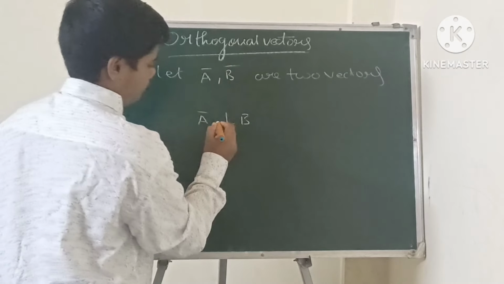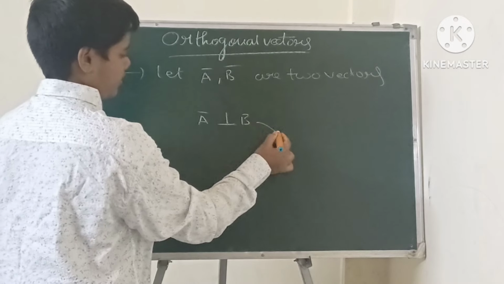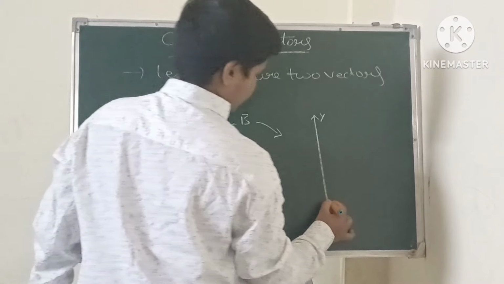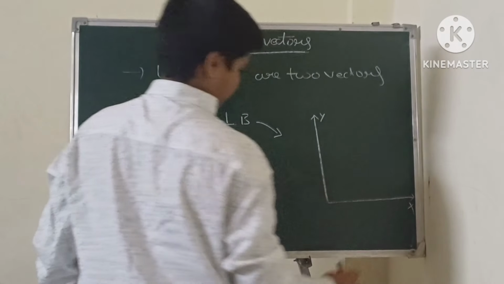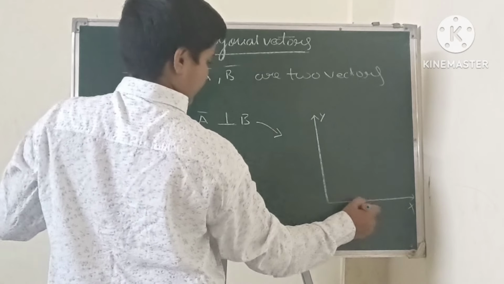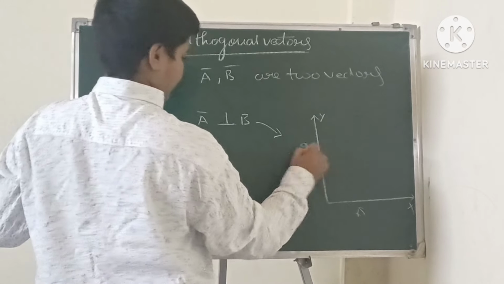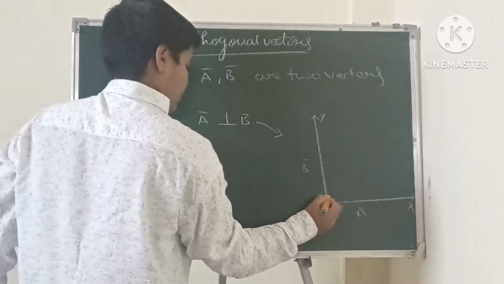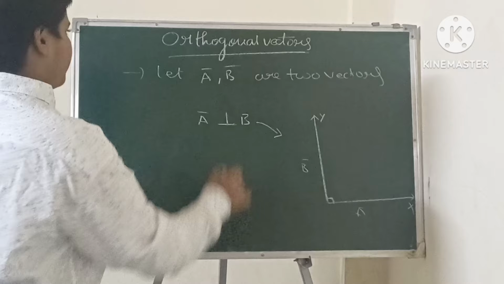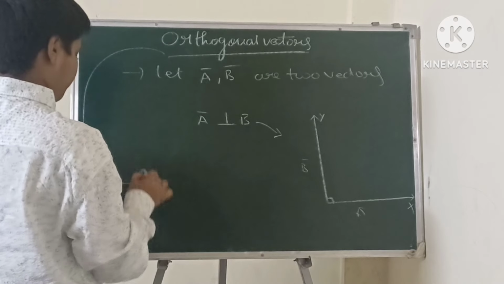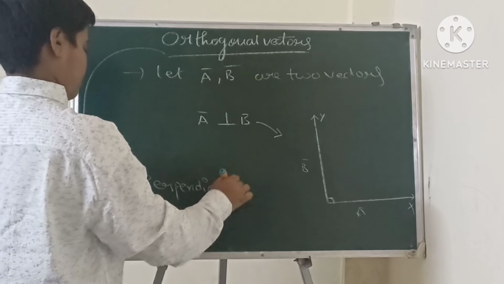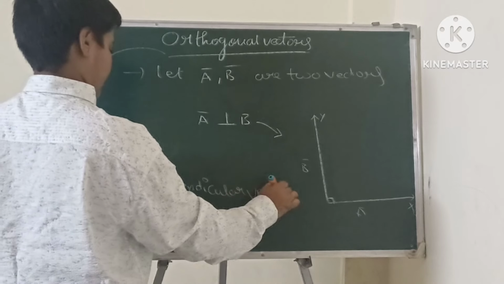A bar is perpendicular to B bar means, see here, this is the y-axis, this is the z-axis, okay? So this is A bar and this is B bar. Both are perpendicular to each other. So these two are orthogonal vectors or perpendicular vectors.